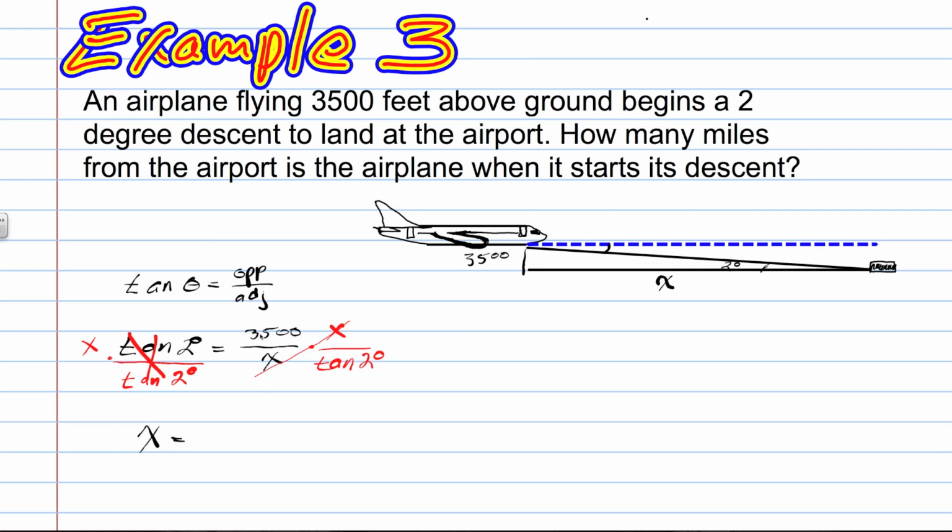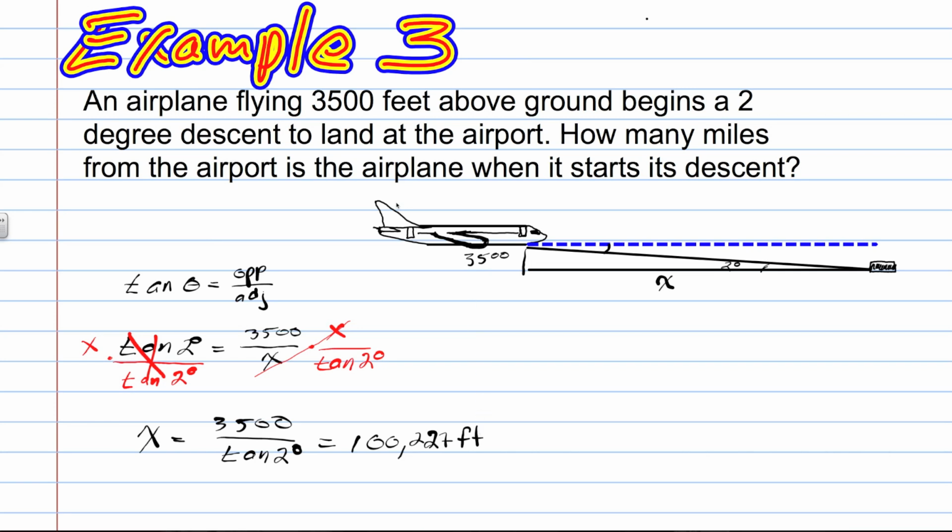And what we end up with is what we need to use our calculator for. x is equal to 3,500 over the tangent of 2 degrees. When you plug that in your calculator, you just plug in 3,500 divided by tangent 2 degrees, and that comes out to be approximately 100,227 feet.